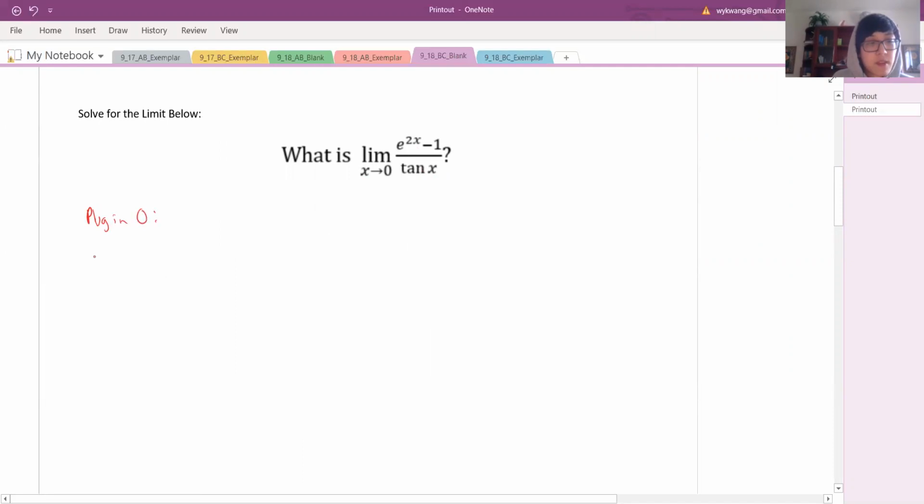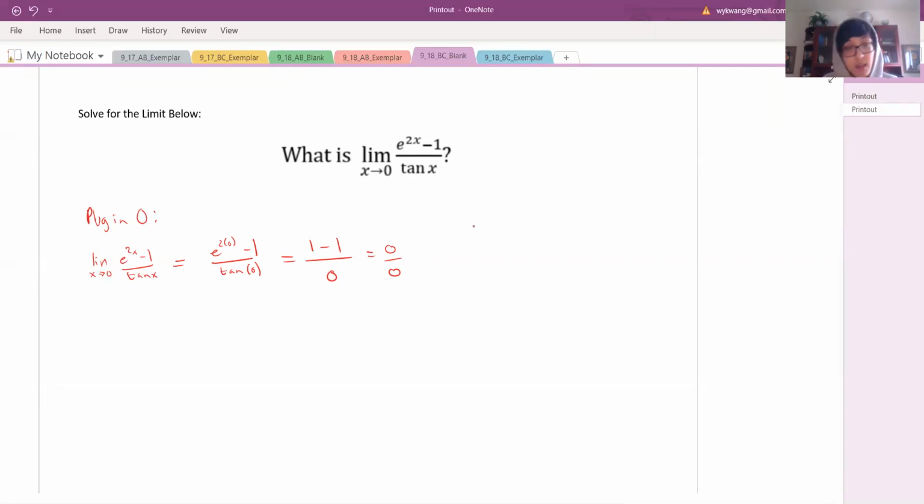Well, when we plug in 0, we're going to get the limit as x approaches 0 of e to the 2x minus 1 over tangent x, which is e to the 2 times 0 minus 1 over tangent 0. So we get e to the 0, which is just 1, minus 1 over tangent 0, which is just 0. So we're going to get 0 over 0. Cool, so that tells us absolutely nothing, right? How am I supposed to solve for this?